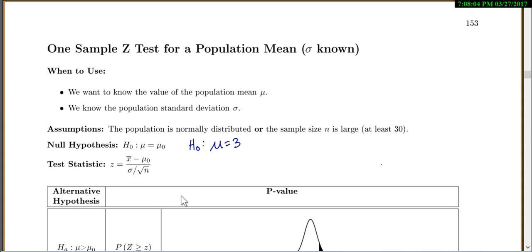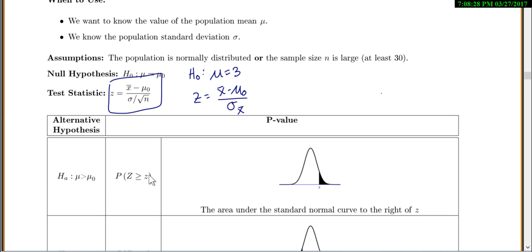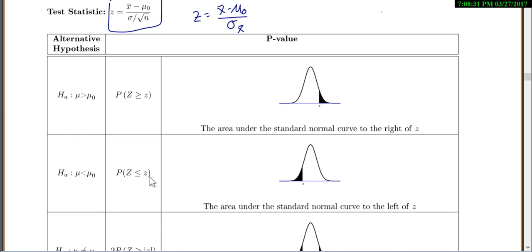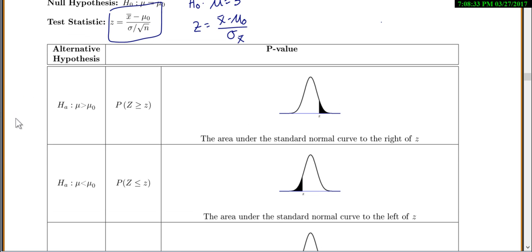And your test statistic, we said that z equals x bar minus mu naught over the standard deviation of x bar. But the standard deviation of x bar is sigma over square root of n. And so instead of writing that separately every time, we just condensed it into one formula. So it's always going to be x bar minus the hypothesized value over sigma over the square root of n. And then based on what your alternative hypothesis is, you have different formulas for the p-values.